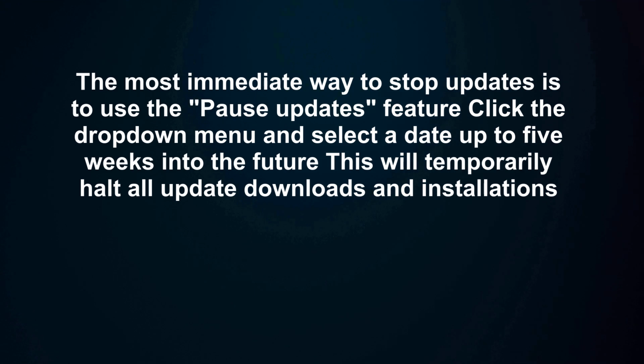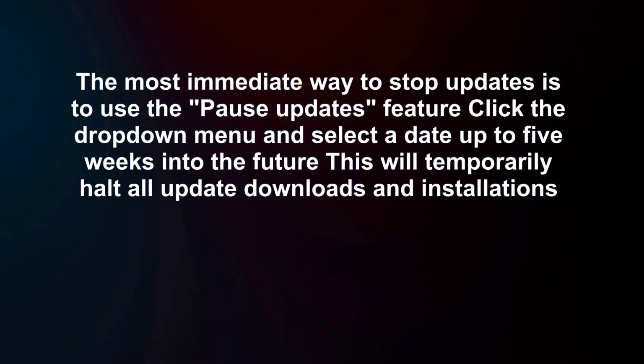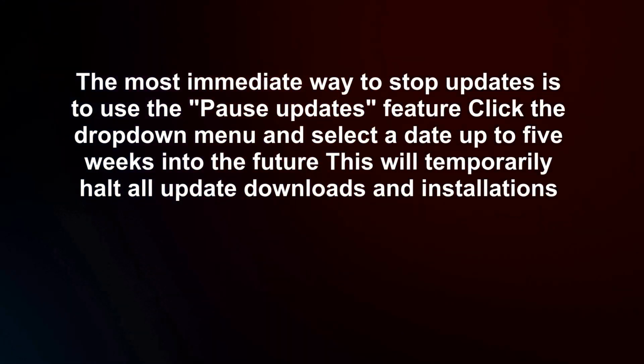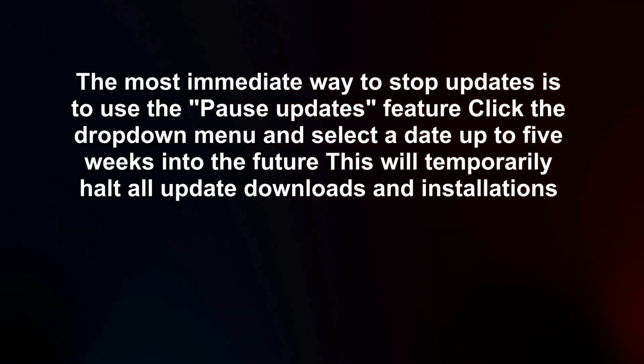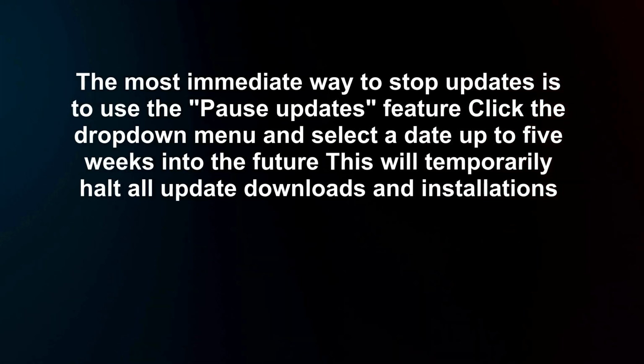The most immediate way to stop updates is to use the Pause Updates feature. Click the drop-down menu and select a date up to 5 weeks into the future. This will temporarily halt all update downloads and installations.